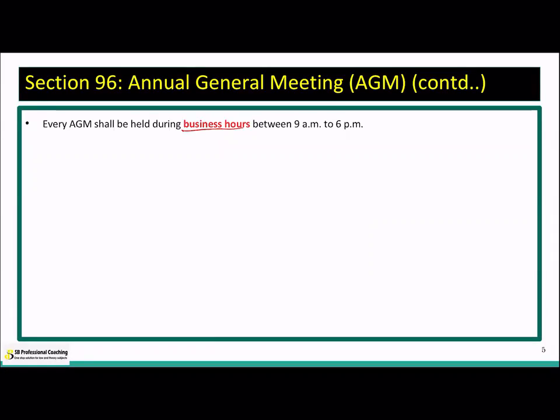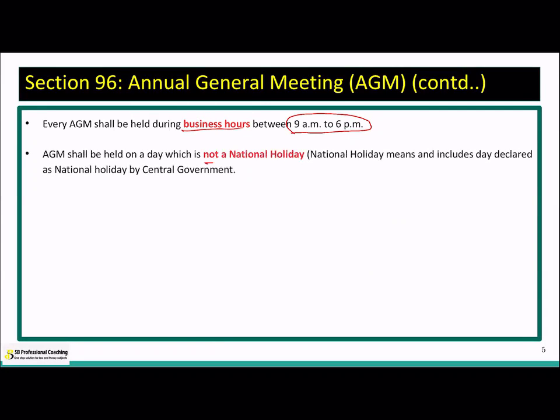What are the business hours as per the Companies Act? It is 9 a.m. to 6 p.m. Okay. The AGM shall not be held on a national holiday. National holiday is a national holiday as declared by the central government. Very simple. So AGM cannot be held on a national holiday.